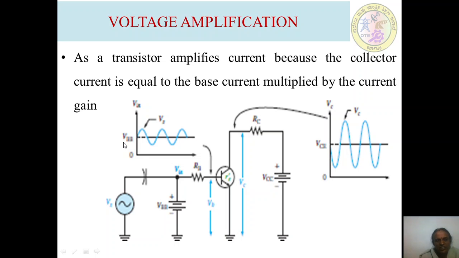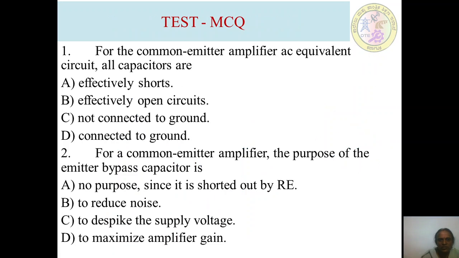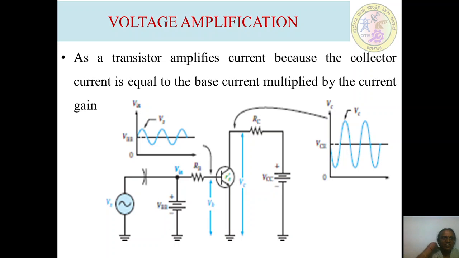An AC voltage Vs is superimposed on the DC bias voltage VBB, that is the voltage at the base by capacitive coupling, as is shown here. See, the capacitive coupling has been shown here. The DC bias voltage VCC here, this is the VCC voltage, this is the DC bias voltage.